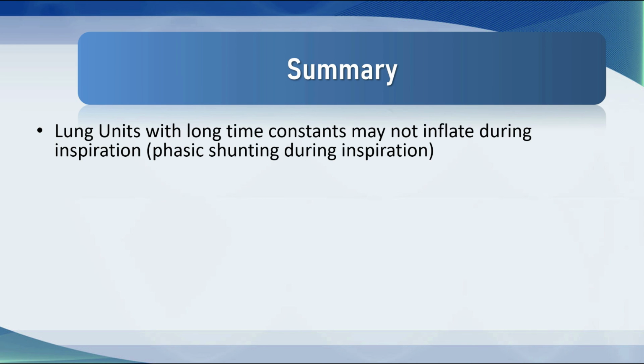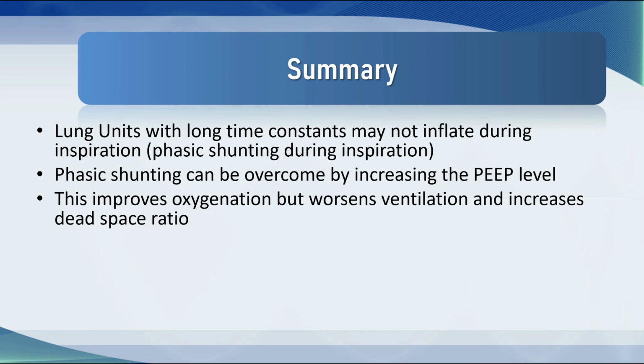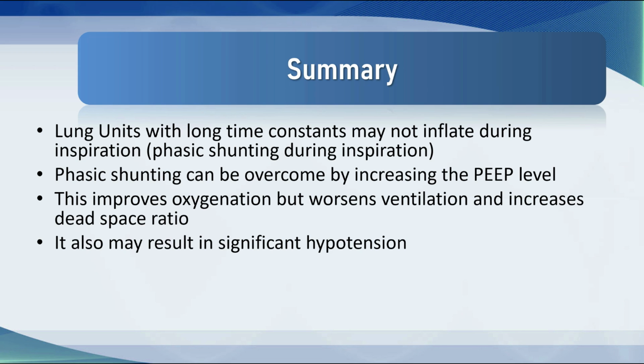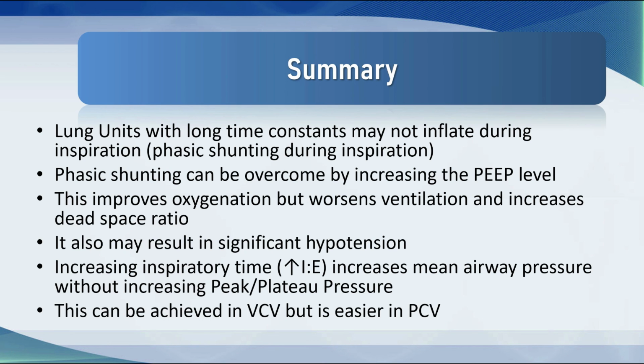So in summary, lung units with long time constants may not inflate during inspiration, and I call that phasic shunting during inspiration. Phasic shunting can be overcome by increasing the PEEP level. This improves oxygenation but worsens ventilation. It increases the dead space ratio because the tidal volume needs to reduce. It also may result in significant hypotension. Increasing inspiratory time, that's an increased I to E ratio, increases mean airway pressure without increasing the peak or plateau pressure level. This can be achieved in volume control ventilation, but frankly it's easier in pressure control.